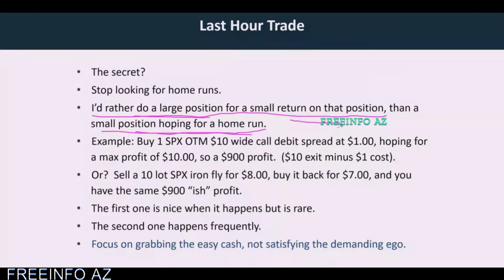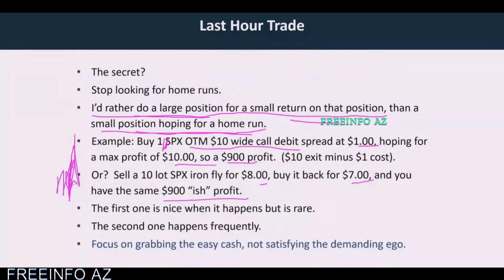An example: if I buy one out of the money $10 wide call debit spread at $1, and I'm hoping for that max profit of 10, so I can get that $900 profit, I could also just sell a 10 lot of the SPX Iron Fly at 8 and buy it back at 7, okay? And I get the same $900 profit, but the odds of that second one working is like 10 times higher than this one working, right? So that's what I mean by that.